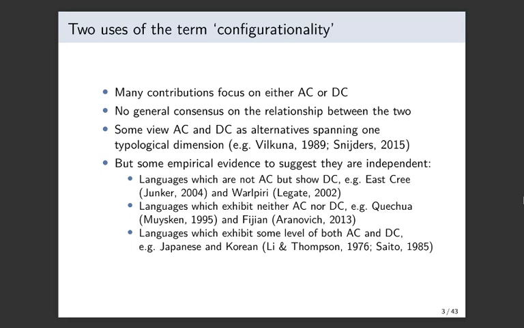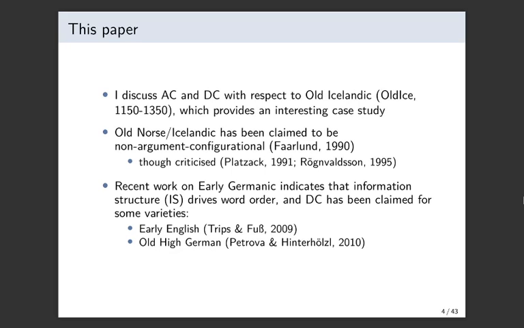So some view AC and DC as alternatives spanning one typological dimension, but there's some empirical evidence to suggest that AC and DC are somewhat independent. On the one hand, we have languages which are not argument configurational, but show DC. We also have languages which exhibit neither AC nor DC, and languages which exhibit some level of both types. So it seems that we need more research which considers the two types together.